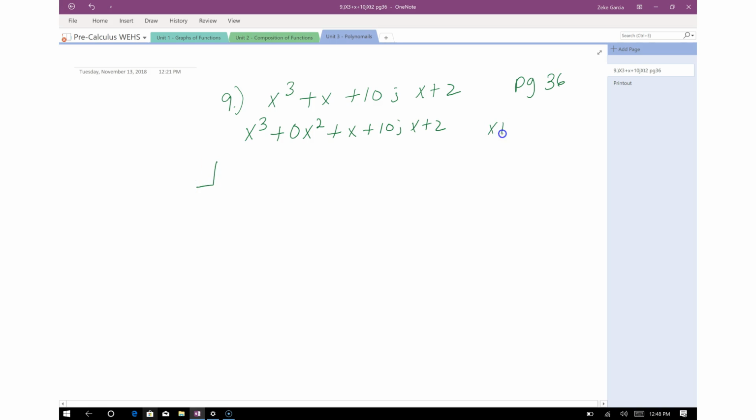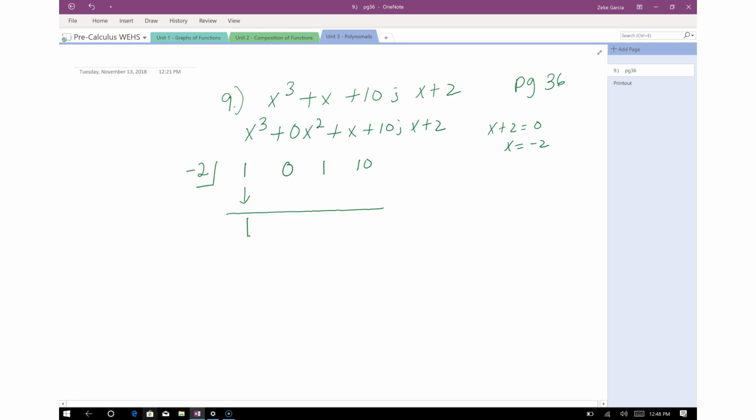And we know that if x plus 2 equals 0, then x equals negative 2, so we're going to go ahead and place a negative 2 here. And then we're going to write our coefficients, which are 1, 0, 1, and 10. So this is synthetic division here. So we're going to go ahead and bring down the 1. So we have a 1.